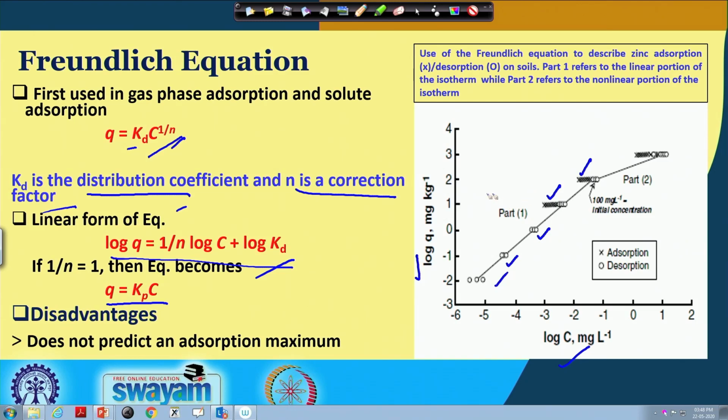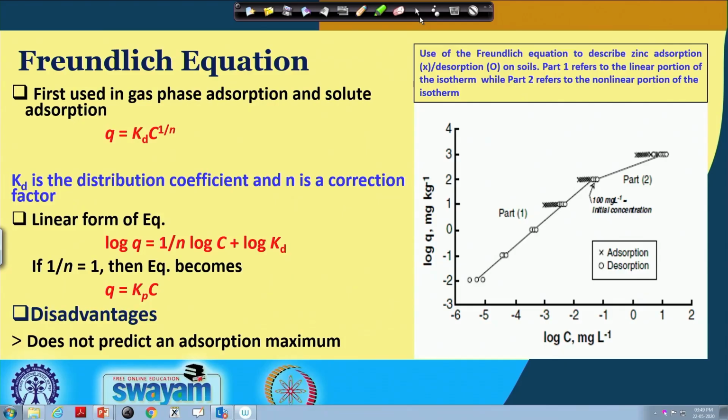Part 1 refers to the linear portion of the isotherm, while part 2 refers to the non-linear portion of the isotherm. So, this is an example of how the Freundlich equation can be used to describe the adsorption and desorption process. Now, what is the disadvantage of this Freundlich equation? The disadvantage is that it does not predict an adsorption maxima.